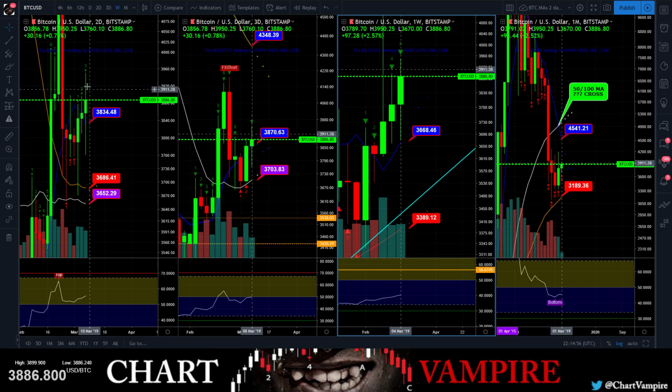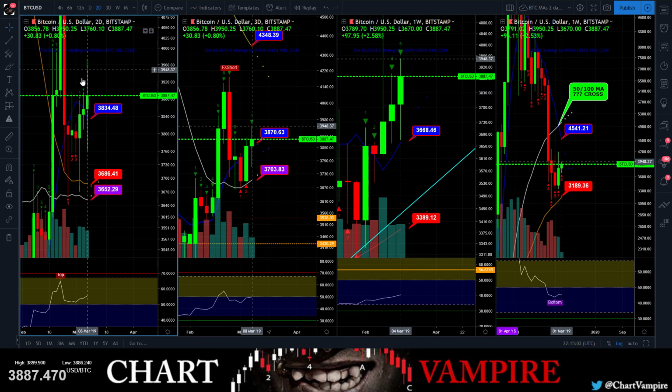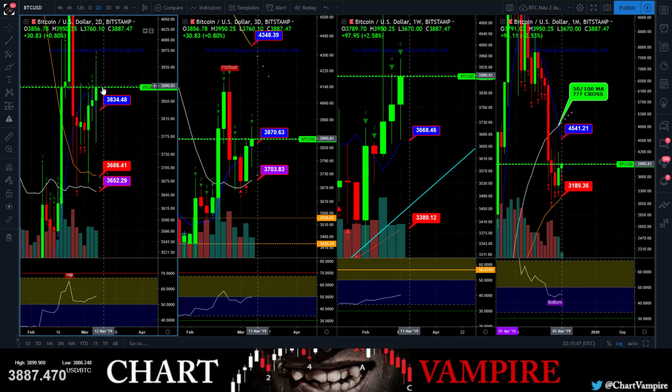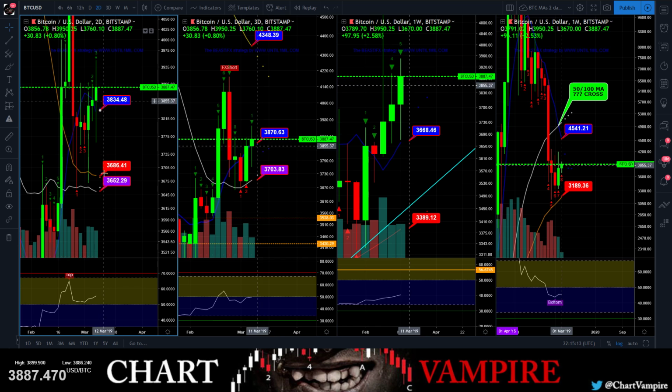There you go, our two-day. This two-day candle is just a big spinning top candle. It's a big Darth Vader style candle that's trying to close out there. Let's see how that does close out over the next 2 hours. So this 2 day candle will close here.